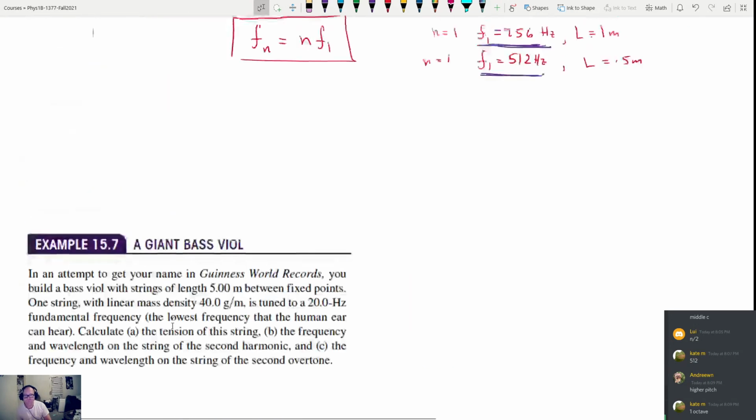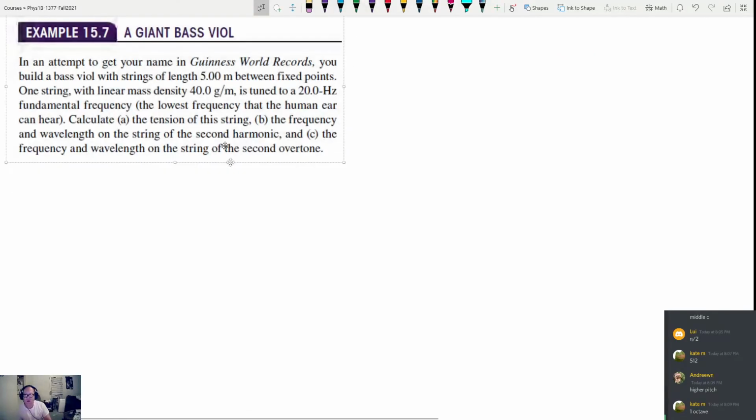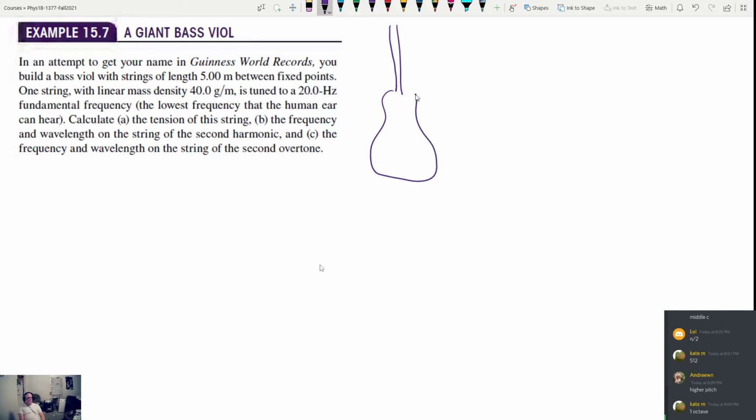Oh, we just scroll down. There it is. Boom. Giant bass violin. In an attempt to get your name in the Guinness Book of World Records, where did my pen go? Okay. You build a bass viol. A bass viol is like one of those big, tall, stand-up basses where it looks like just a massive guitar, basically.